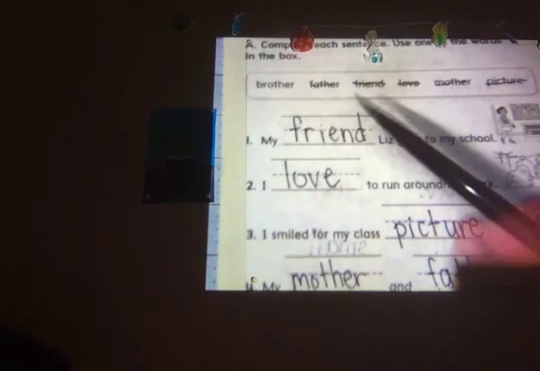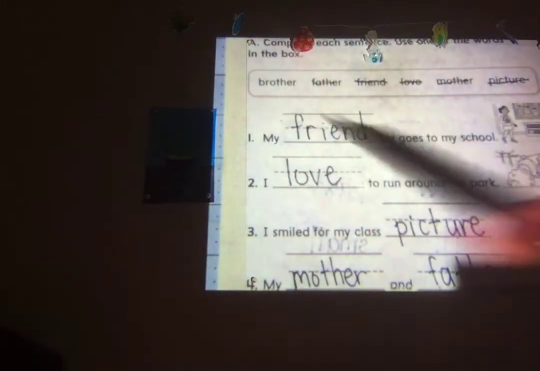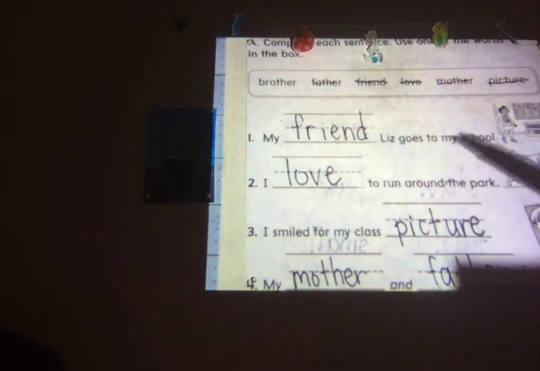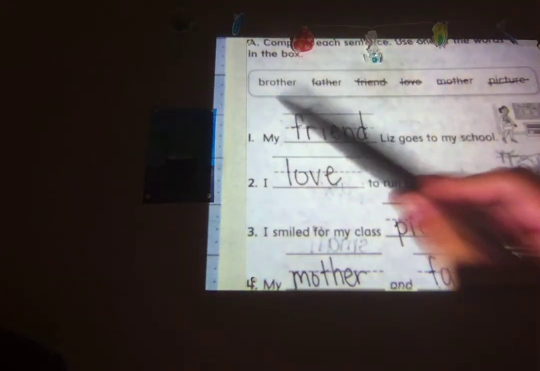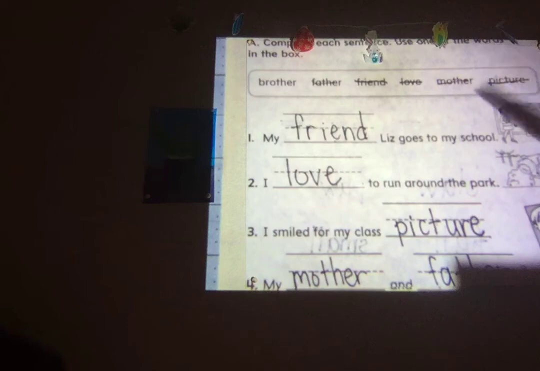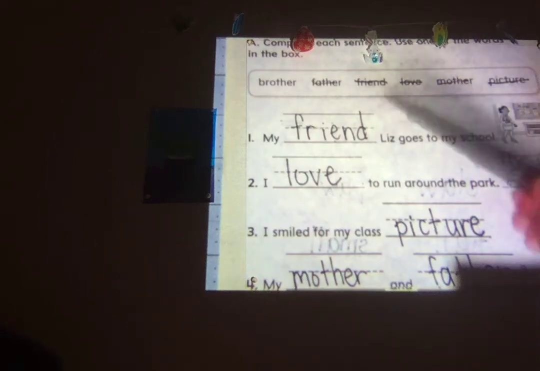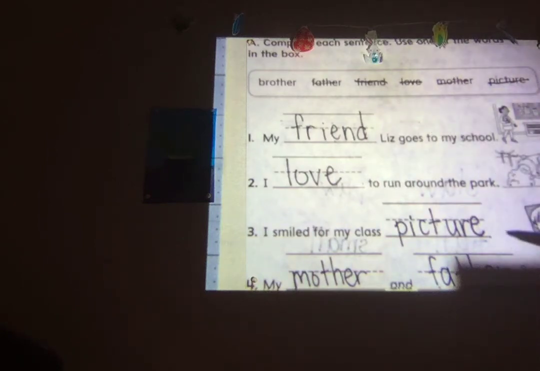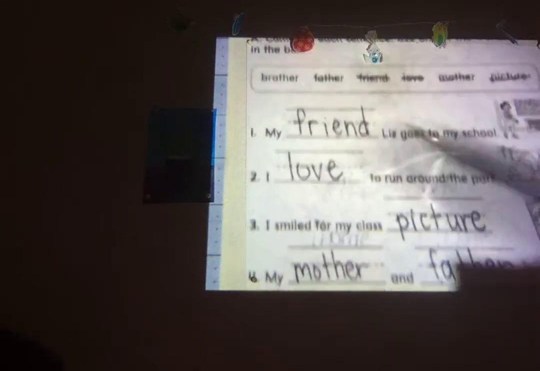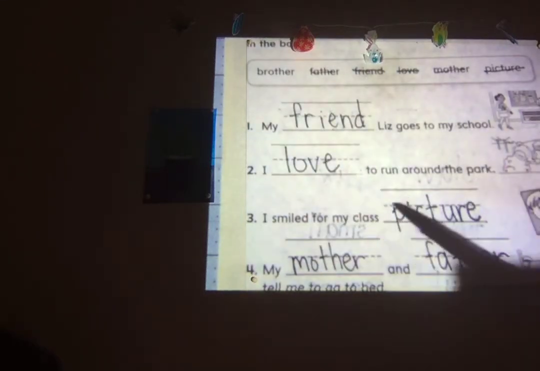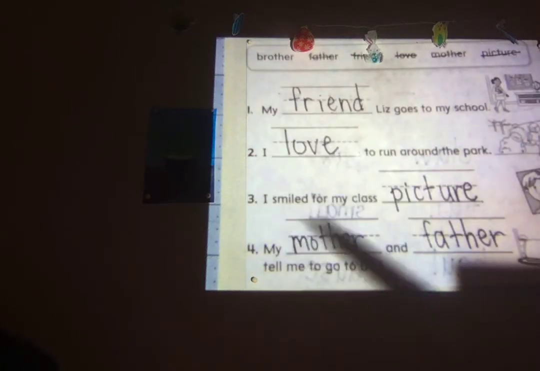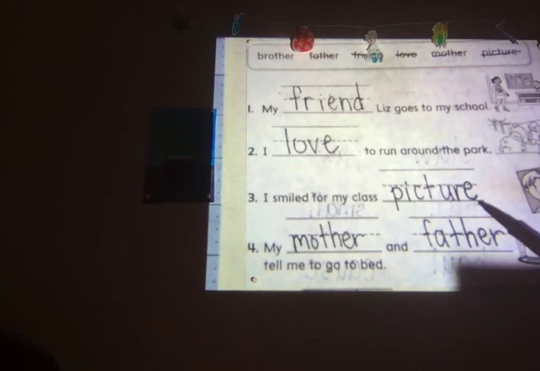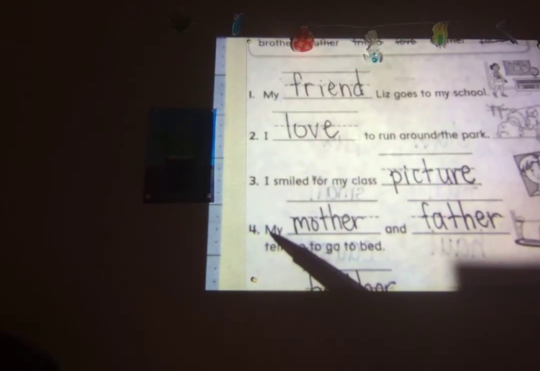All right, so number 1, it says, my blank Liz goes to my school. My brother, my father, my friend, my love, my mother, my picture. My friend Liz goes to my school. Number 2, I love to run around the park. Number 3, I smiled for my class. Picture. Number 4 is fun because there's 2 of them.